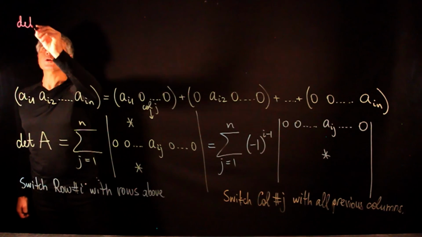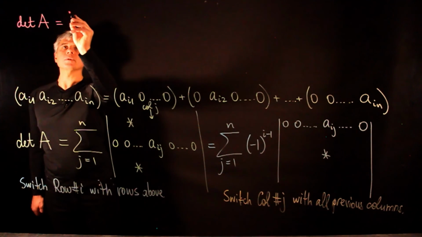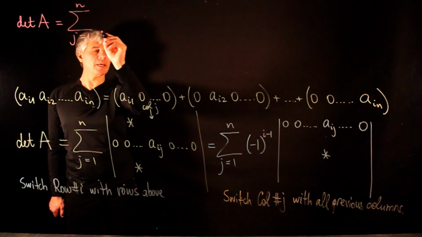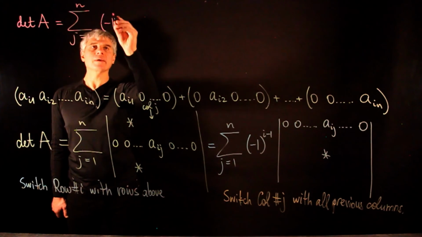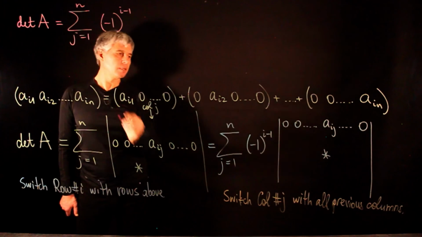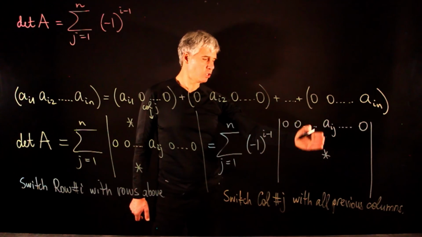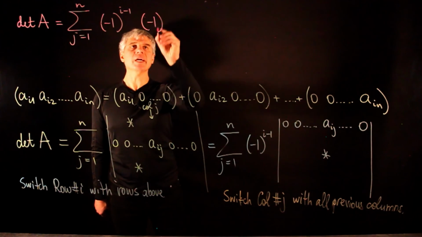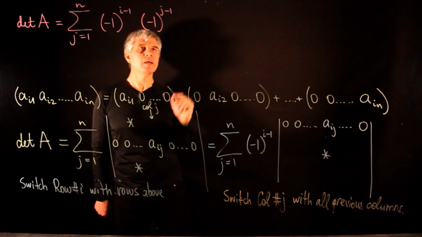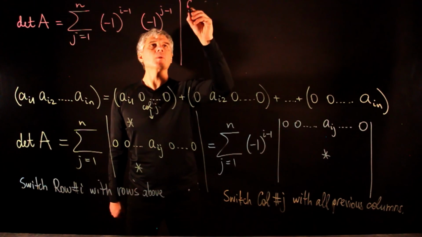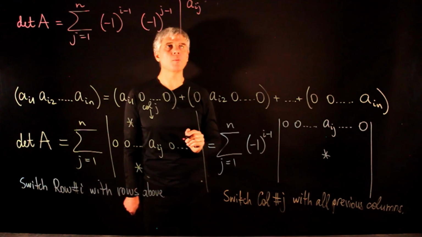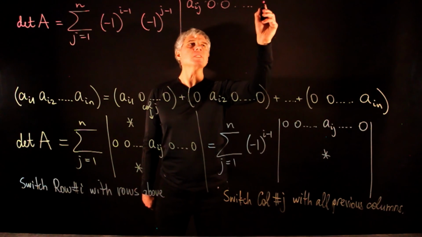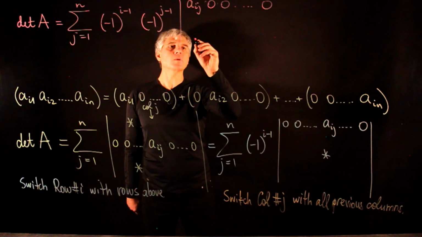And now we get that the determinant of our matrix is equal to the sum j goes from 1 to n. We have minus 1 to the i minus 1 times... when we switch column j with previous columns, we will have j minus 1 switches of signs. And the determinant that we get is the following. So aij will move to the top left entry. And now all these entries will be 0. And we are going to get something here.